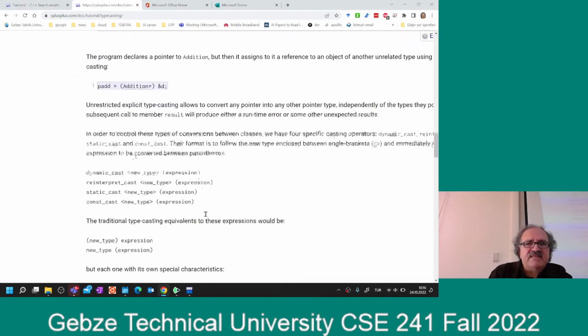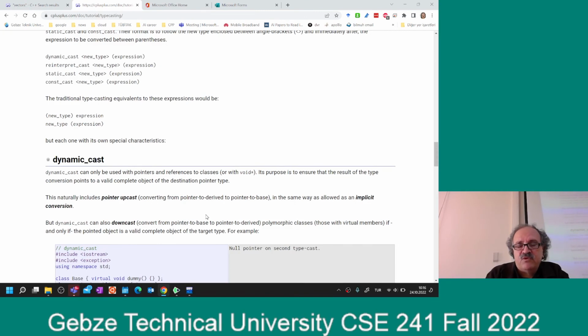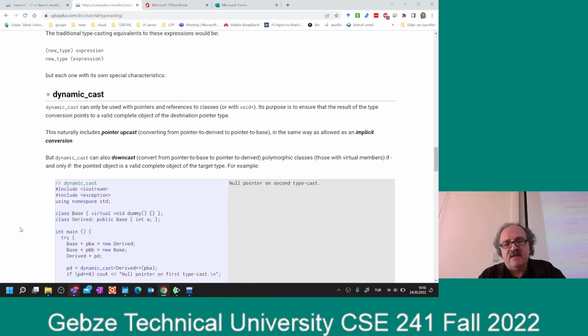So read about this yourself. As I said, I don't have time for this in this course. This course is not about knowing all the details of C++ programming. This is about object-oriented programming. I have to keep the balance. If I only talked about object-oriented programming, this class would have been even more boring for you guys. You are lucky, this is not that boring.